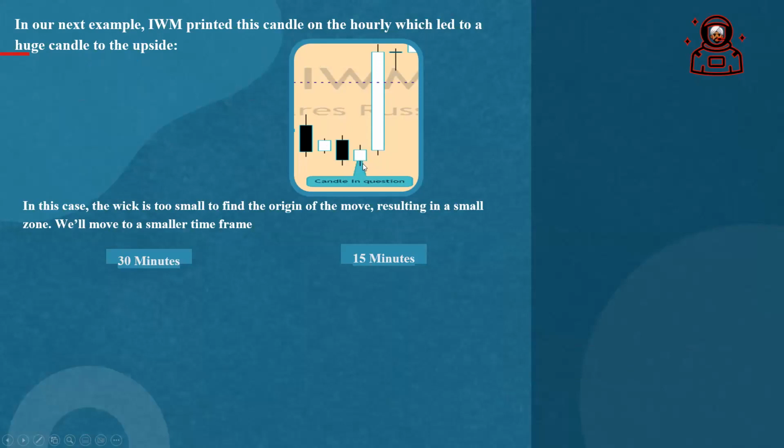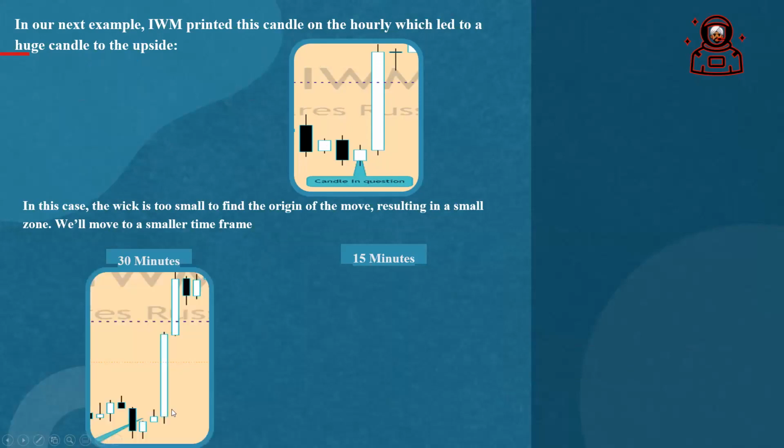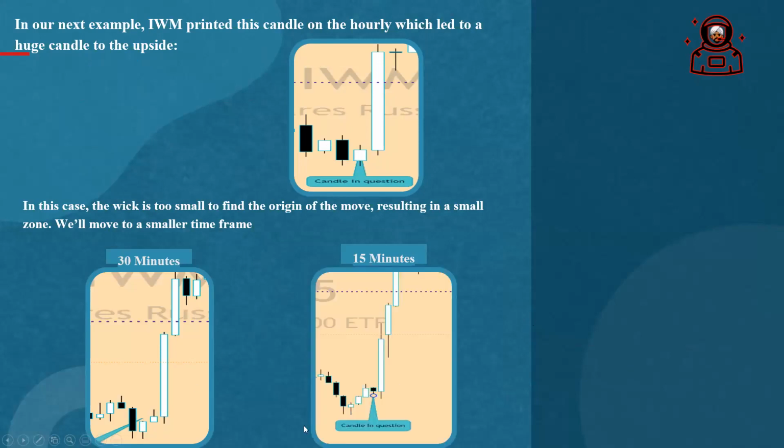So what we're going to do is investigate this candle, the candle in question. Let's take it down to the 30 minutes. Here's that same candle. You kind of see what's going on, but the story is still kind of unclear. So let's take it down to the 15 minutes. Now things become more clear.